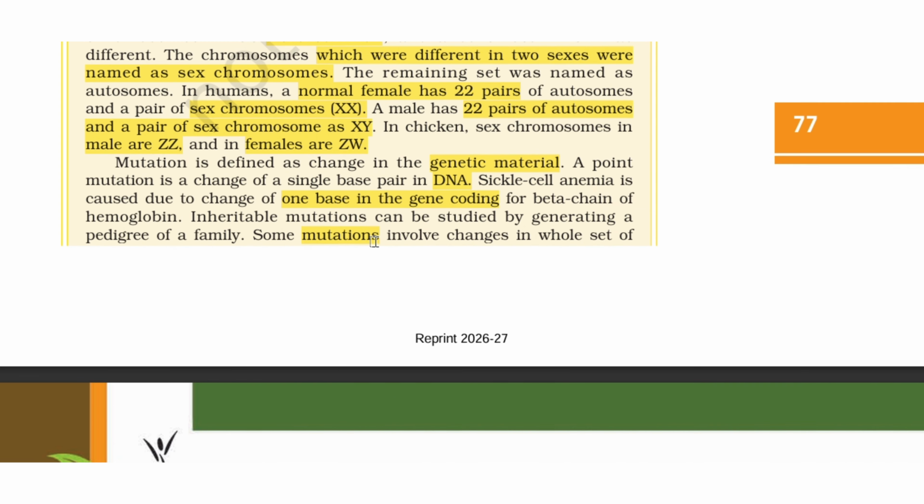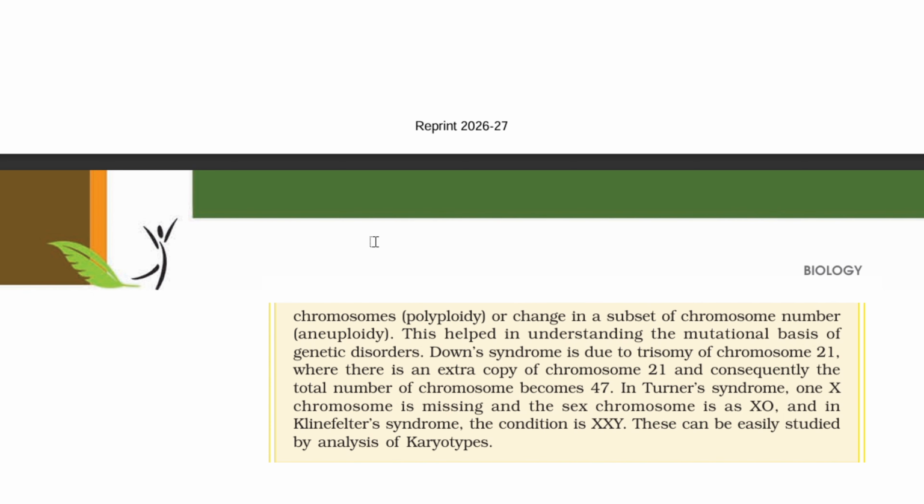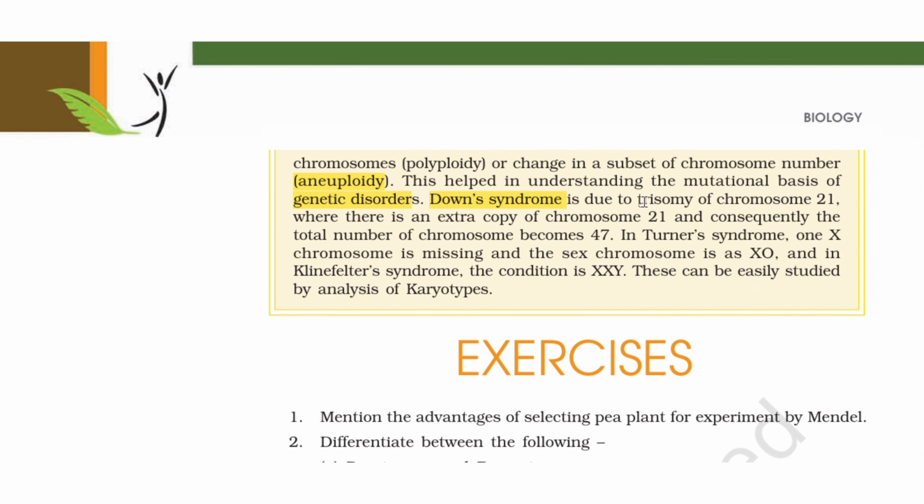Inheritable mutations can be studied by generating a pedigree of a family. Some mutations involve changes in a whole set of chromosomes, polyploidy, or a change in a subset of chromosome number, aneuploidy. This helped in understanding the mutational basis of genetic disorders. Down's syndrome is due to trisomy of chromosome 21, where there is an extra copy of chromosome 21 and consequently the total number of chromosomes becomes 47.